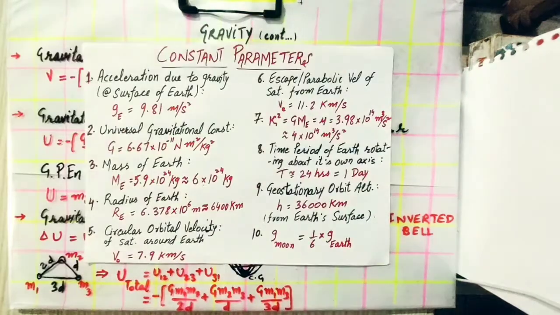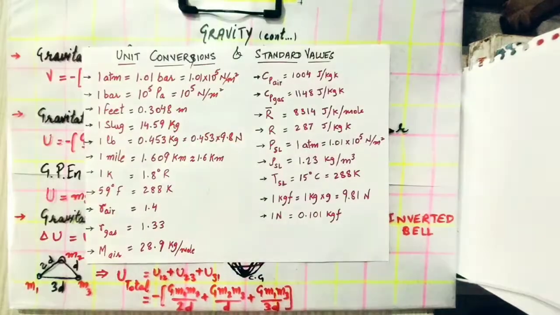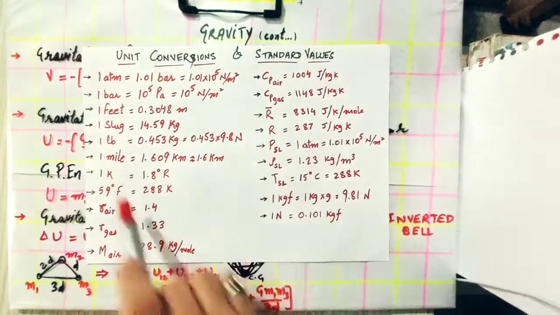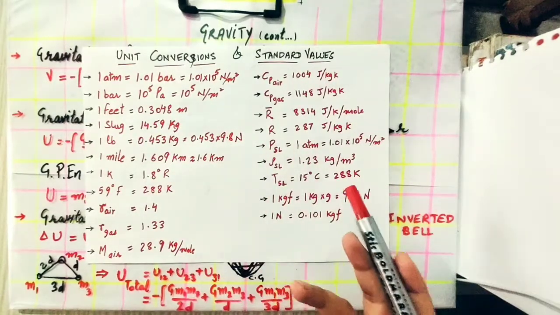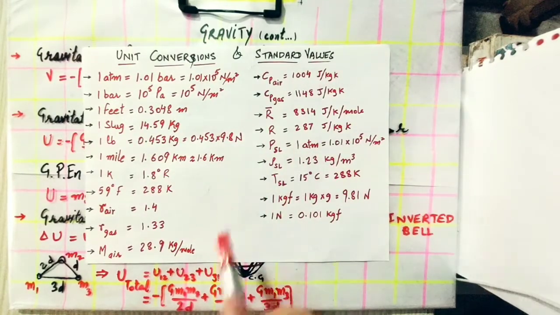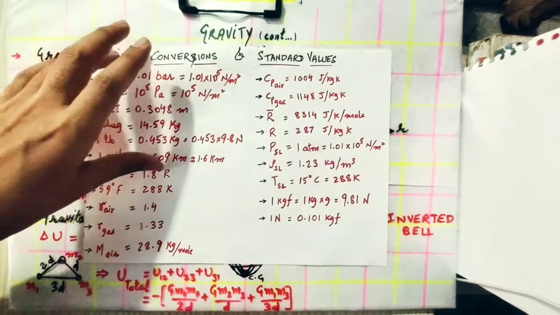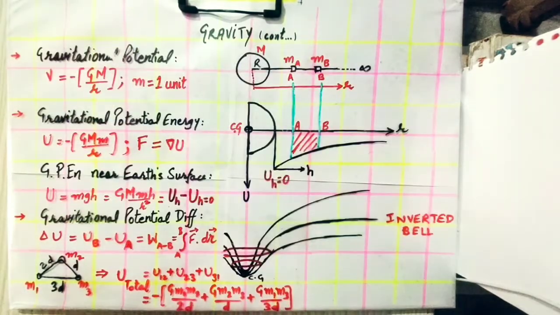And just before that, write these down: constant parameters that are frequently used in spacecraft dynamics and gravity. Note them down safely somewhere. Also, note down these unit conversion and standard values. These are frequently used in your propulsion, aerodynamics and flight mechanics numericals, and keep it in SI units only and solve your numericals. And now let's start with gravitational potential.